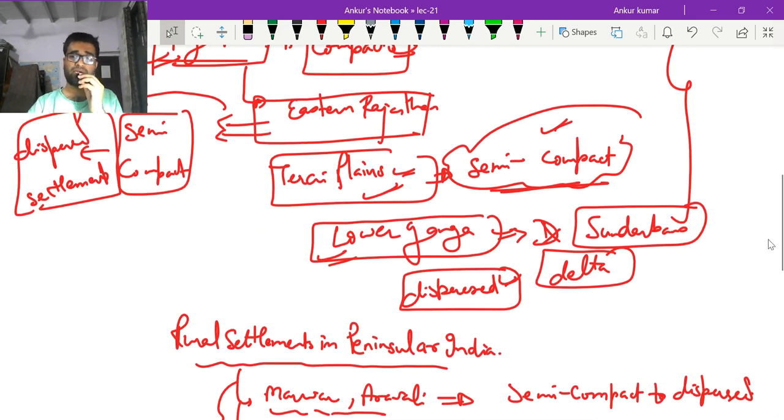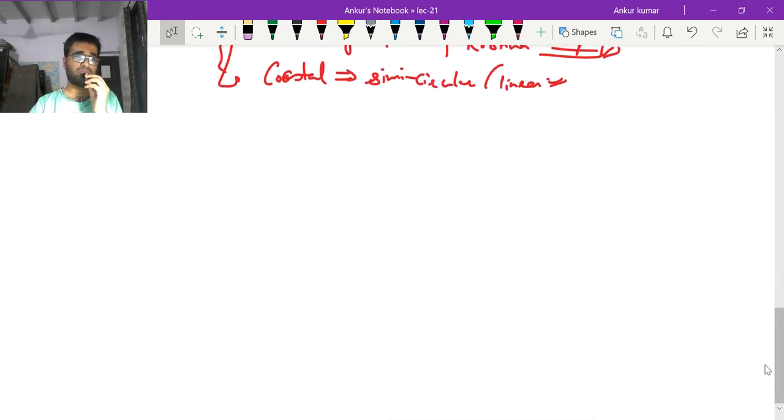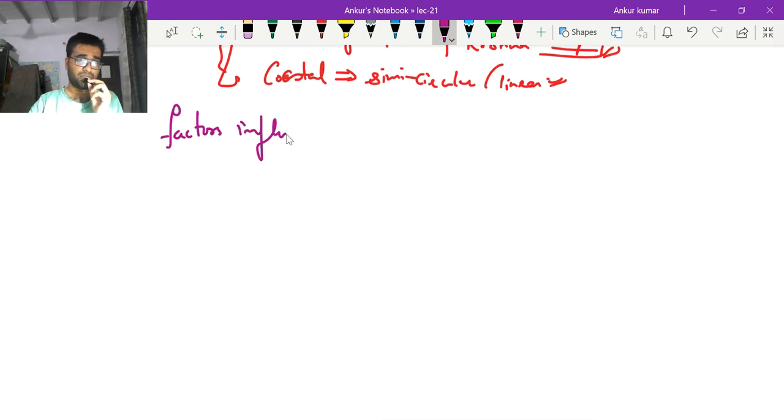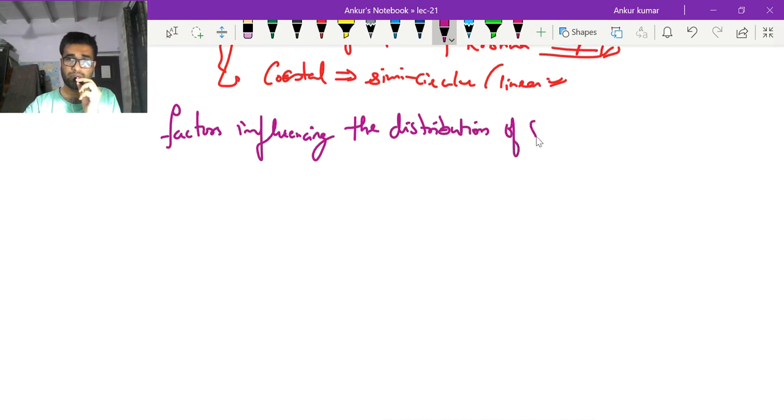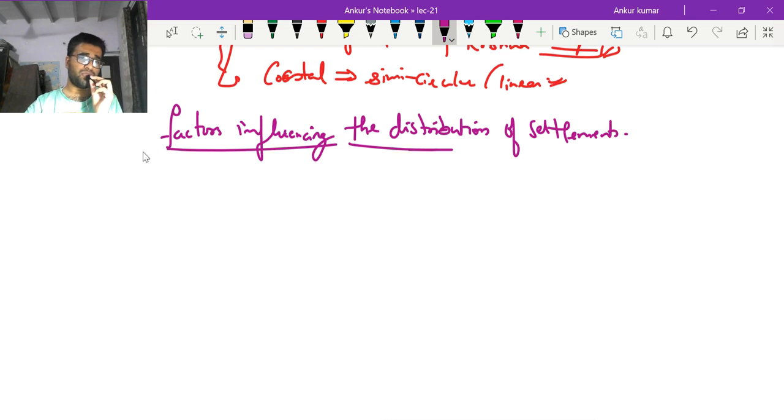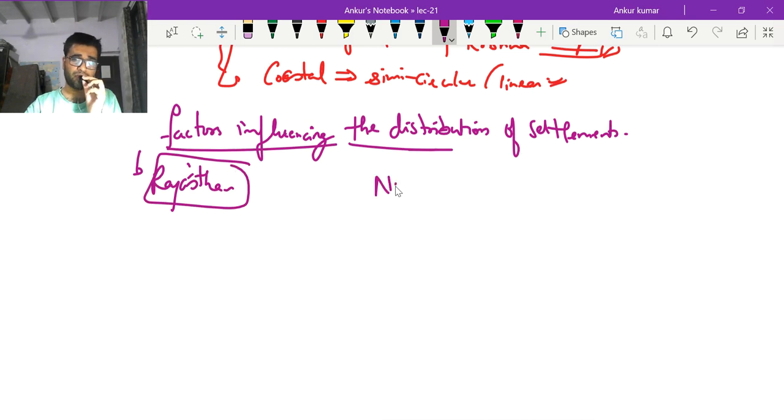Now there are a number of factors which influence the arrangements of the settlements. So we will study the factors influencing the distribution of settlements. See, this we will do with the help of examples. Let us say one takes the example of Rajasthan and the other takes the example of Northeast India.